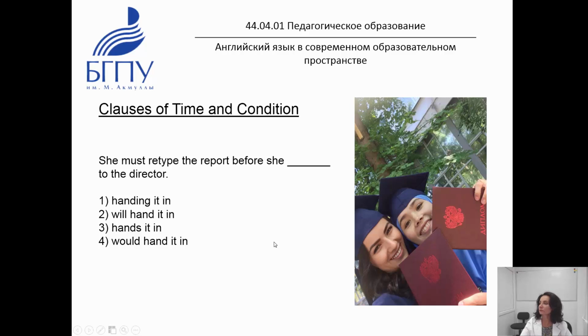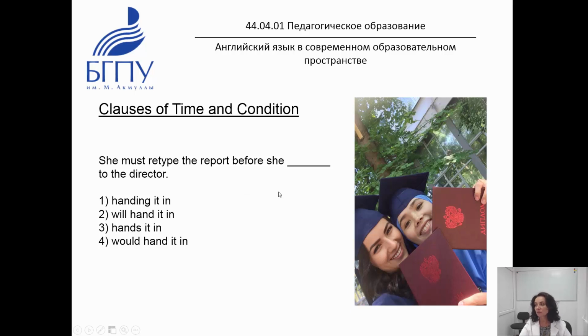Let us consider the next problem, and this is the problem of clauses of time and condition. You ought to remember that in the clauses of time and condition, to relate the futurity, the present tense is used, despite the fact that the translation is in the future tense. For example, she must retype the report before she and then hands it in to the director. To hand something in is translated like передать, вручить. So, the translation is, она должна перепечатать отчет, прежде чем передаст его директору.